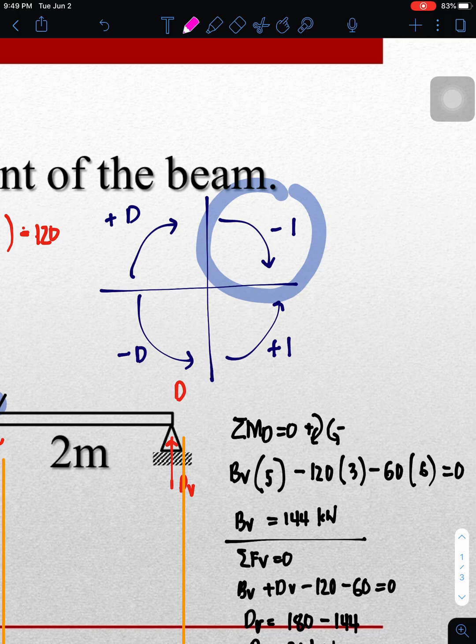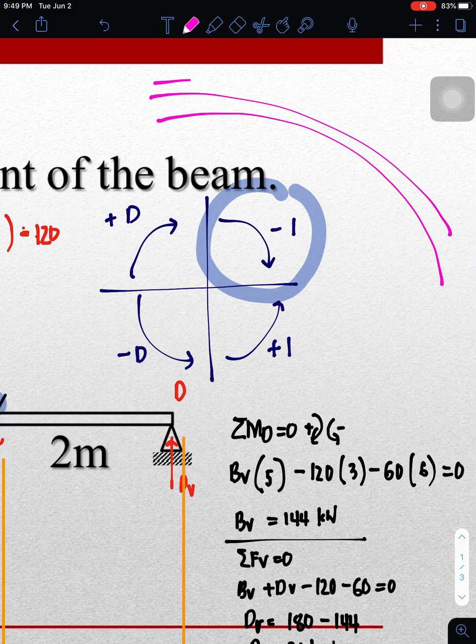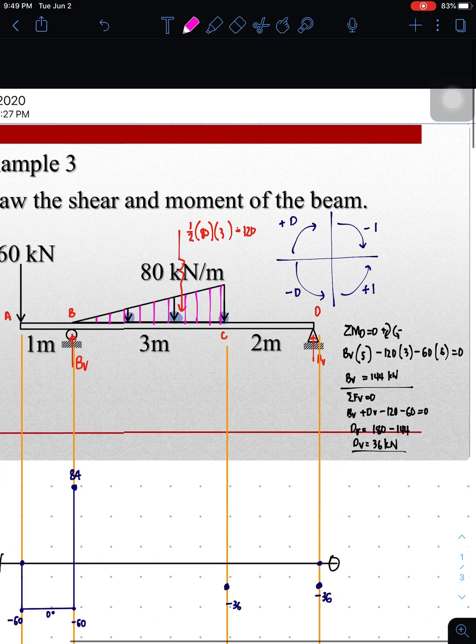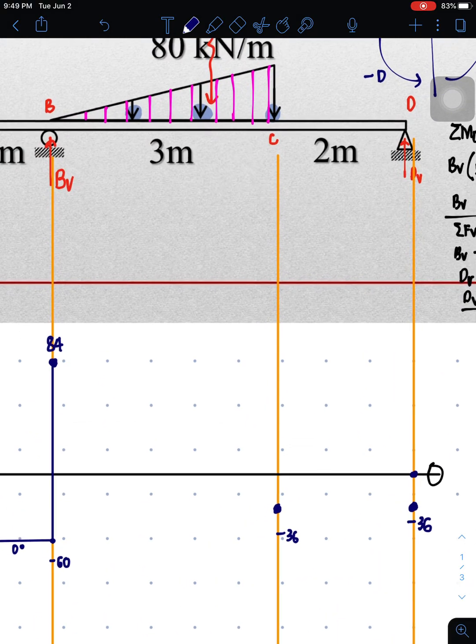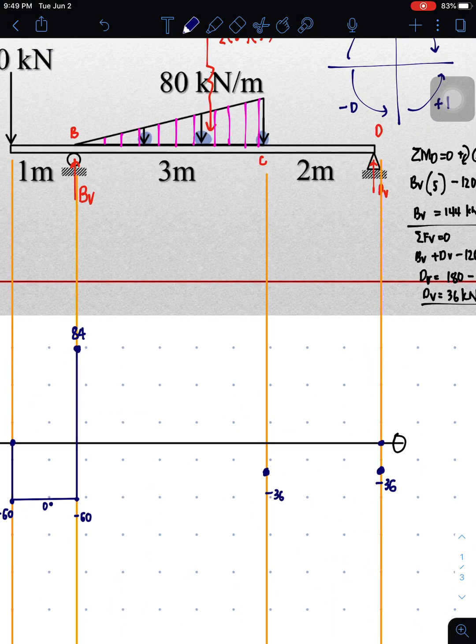So how do we plot negative increasing? From left to right, sway like that. Left to right, sway like this. So like that, from left to right. Okay? So we plot it. Sway from left to right. I hope I can make this one perfect. You see? It's not perfect.